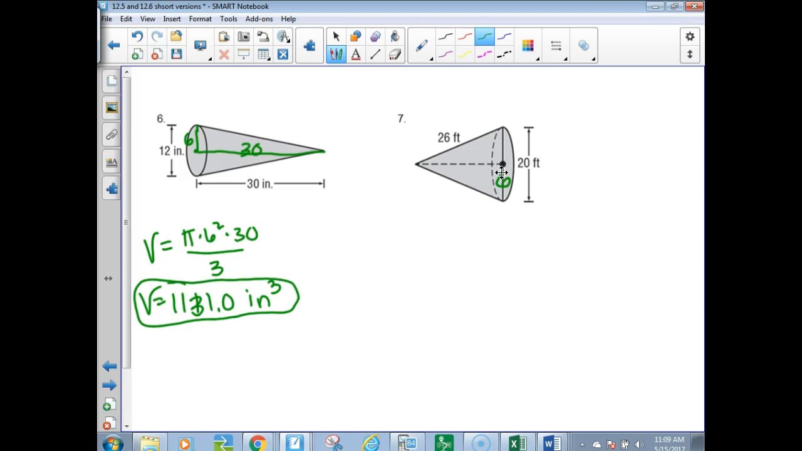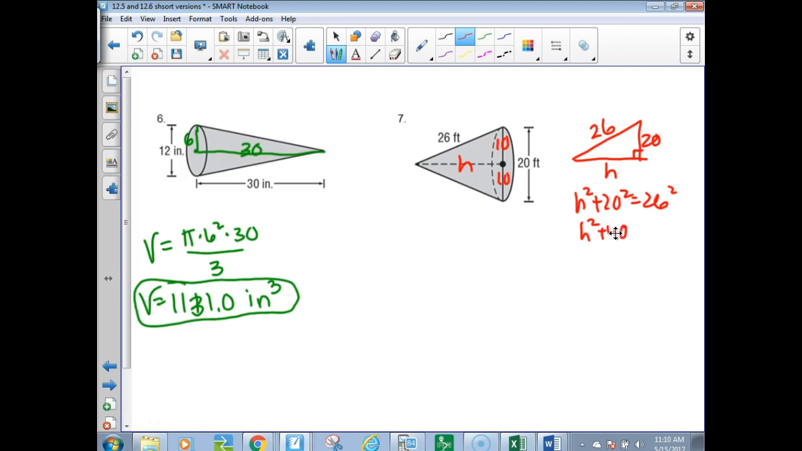Okay, the radius of this one is half of 20, which would be 10. Both sides are obviously 10, they're both radii. I cut the 20 in half, but I don't know the height. So we've got a right triangle that has one leg of 20, we don't know the other leg, that's our height, and this hypotenuse is 26. So h squared plus 20 squared equals 26 squared.